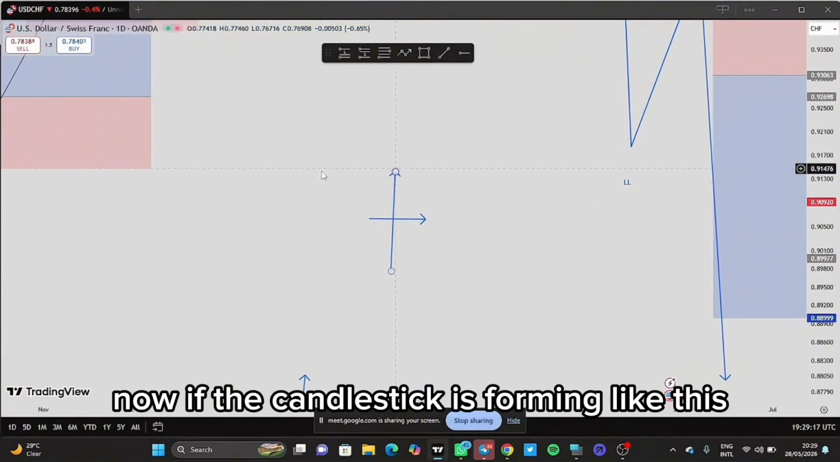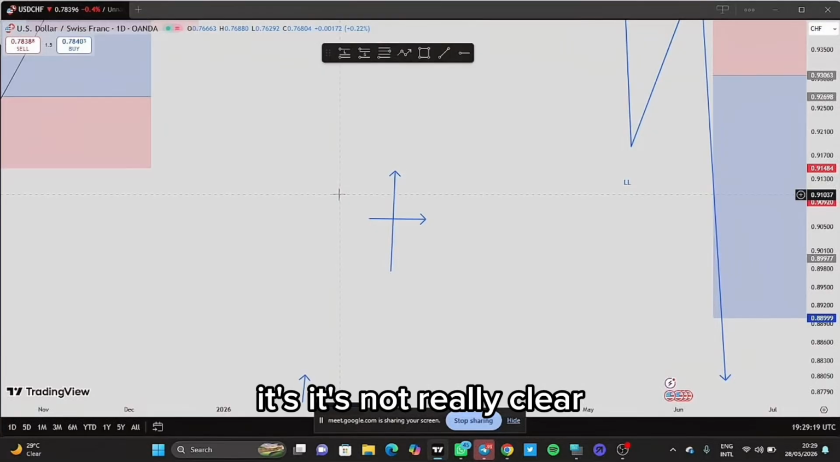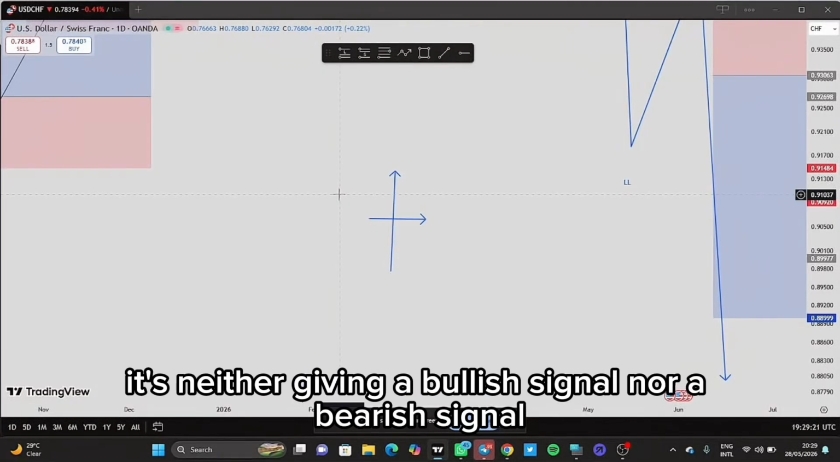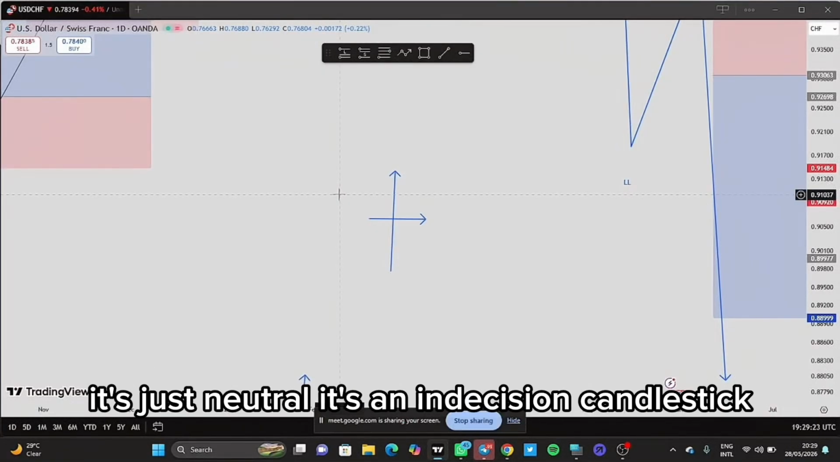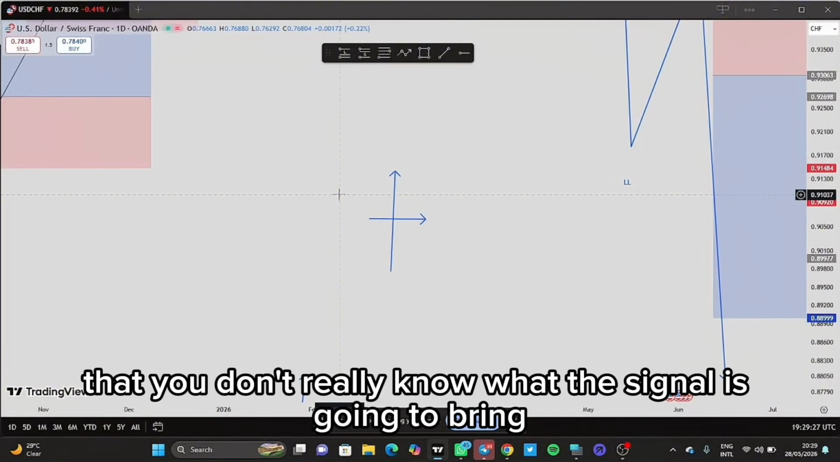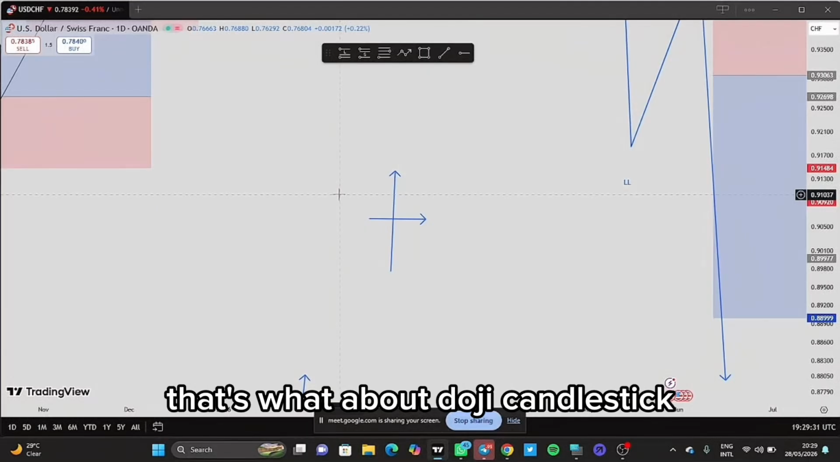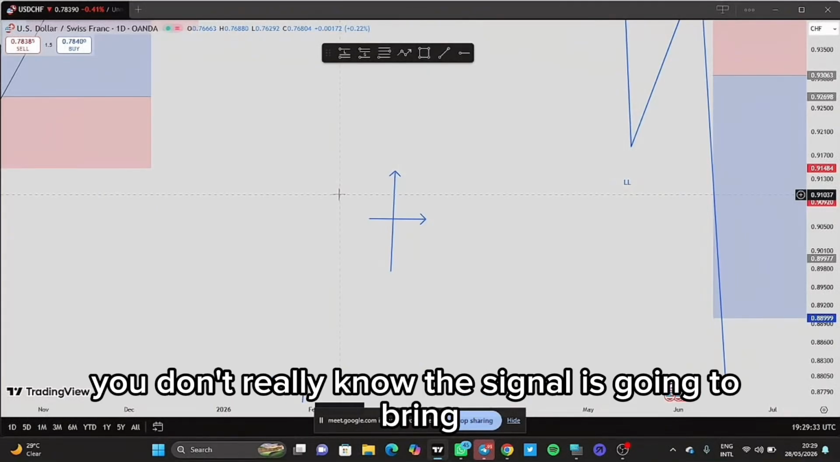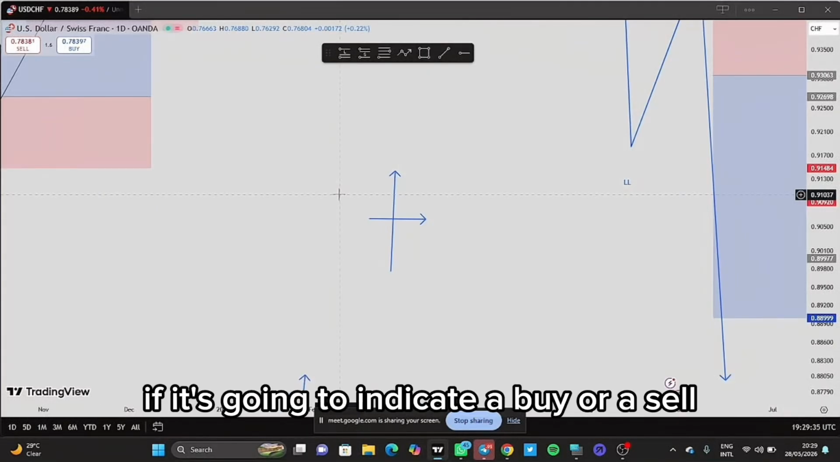Now, if the candlestick is forming like this, it's not really clear. It's neither giving a bullish signal nor a bearish signal. It's just neutral. It's an indecision candlestick that you don't really know what the signal is going to bring. You don't know if it's going to indicate a buy or a sell.